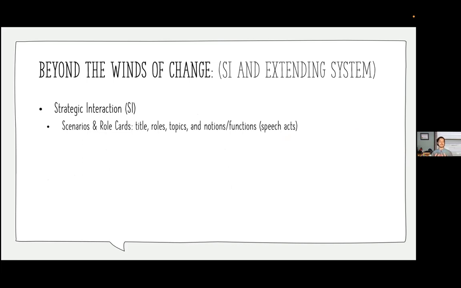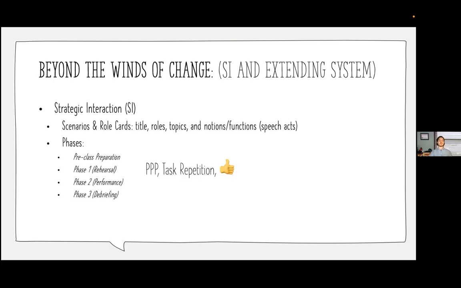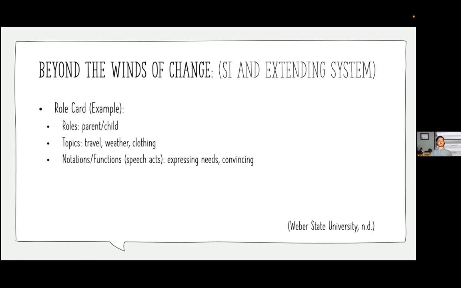So what is it exactly? That's kind of the approach point of strategic interaction. Let's look at kind of the method or technique side. It's scenarios and role cards and phases. So you can see kind of like a PPP and a task repetition, the rehearsal, performance, and debriefing idea is quite helpful. So let's look at a role card example.